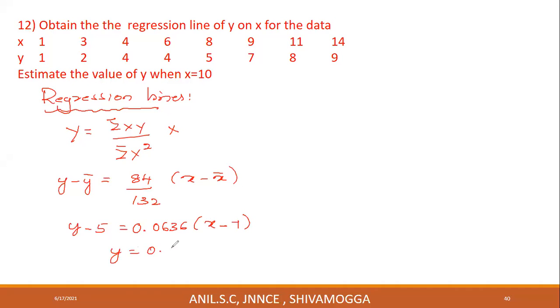Therefore, y is equal to 0.636x, and tell me the constant. 0.548. This is the only regression line required. The other line is not required. It is not asked. Further, what is required when we estimate the value of y when x is equal to 10?